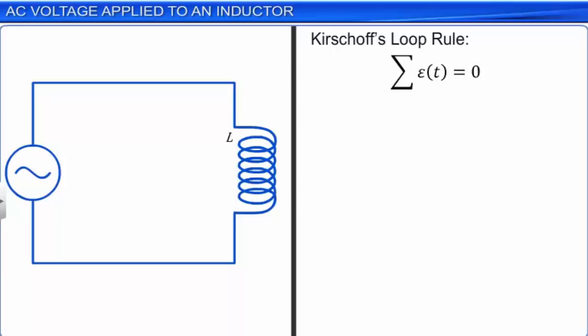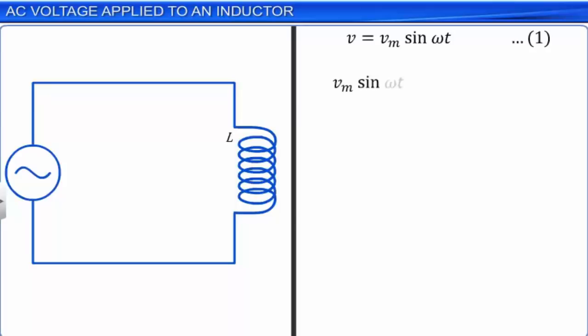The voltage across the source of alternating current is V equal to Vm sin omega t, where Vm is the amplitude of the AC voltage, omega is the angular frequency, and t is the time. Let this be equation 1. Applying Kirchhoff's law to the purely inductive circuit, we get Vm sin omega t minus L di by dt equal to 0.